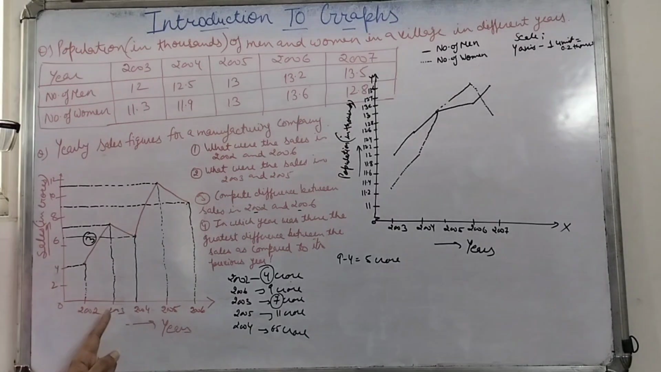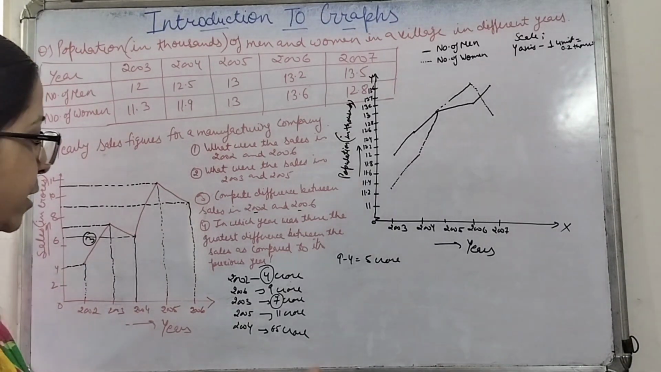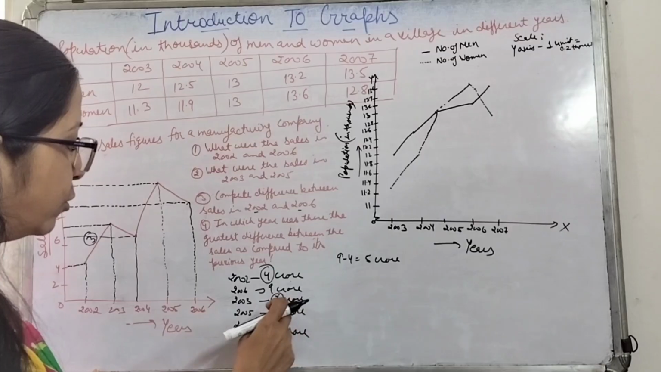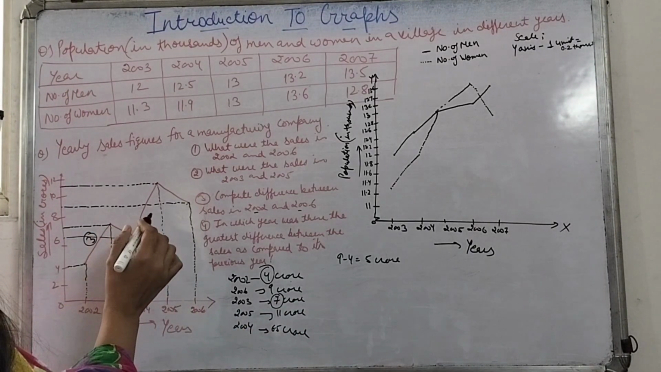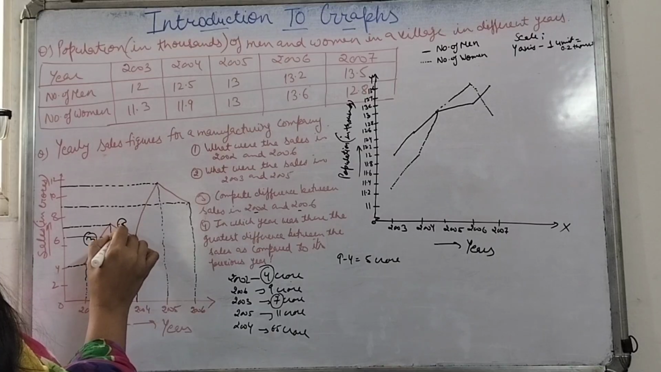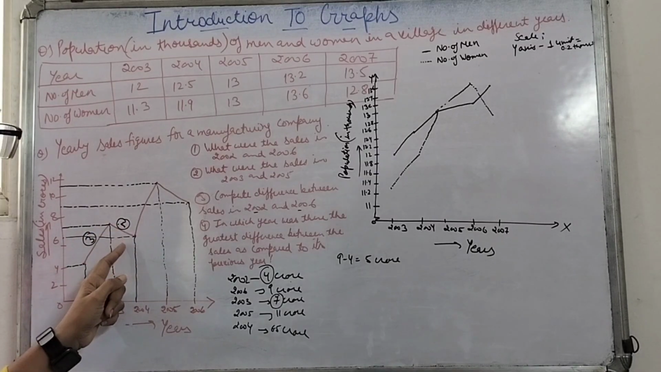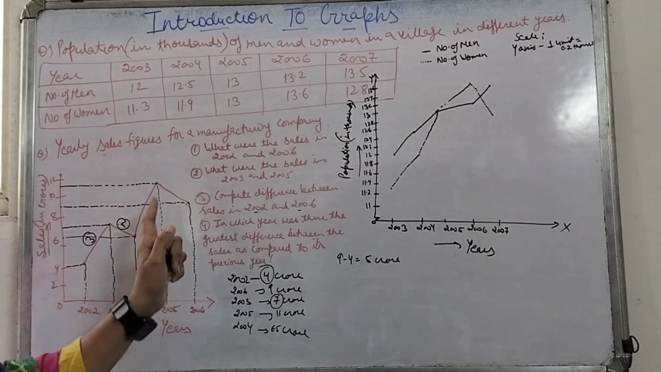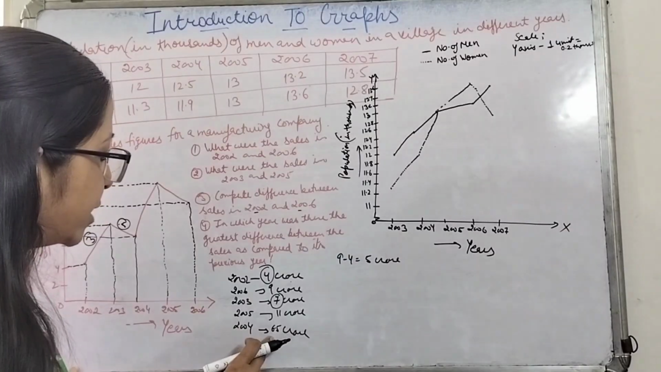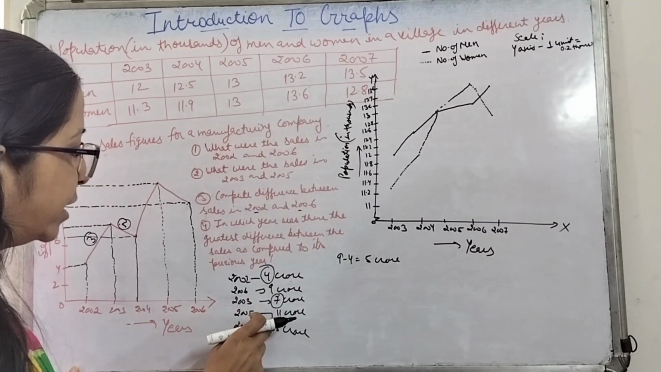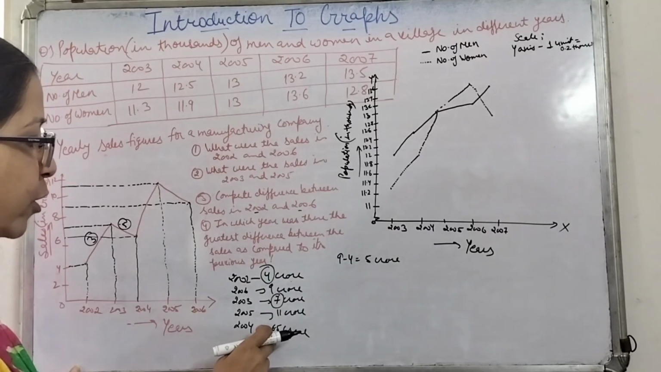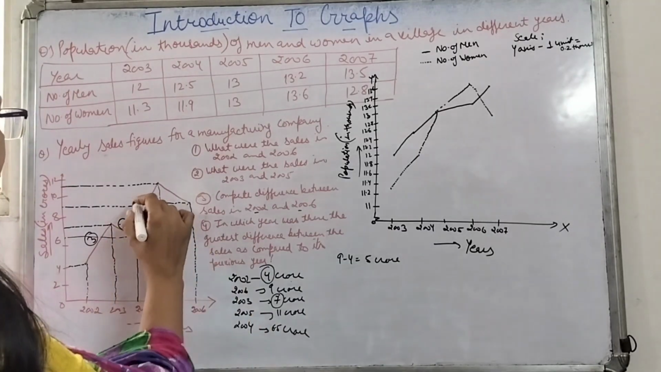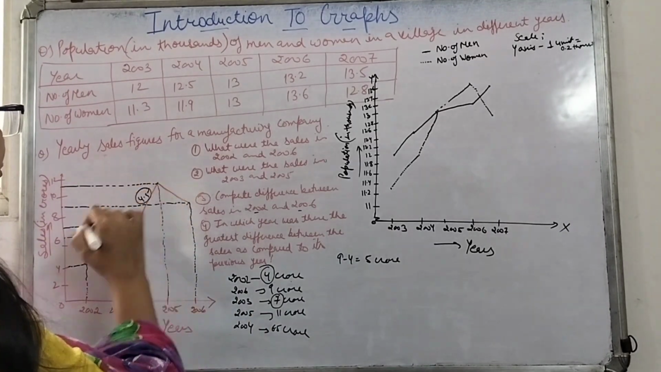So the difference between 2003 and 2004 sales: 2003 sales were 7 crores, 2004 sales are 6.5 crores. So the difference is almost 0.5 crores. Now from 2004 to 2005, in 2004 it is 6.5, in 2005 it is 11. So the difference will be 4.5 crores.